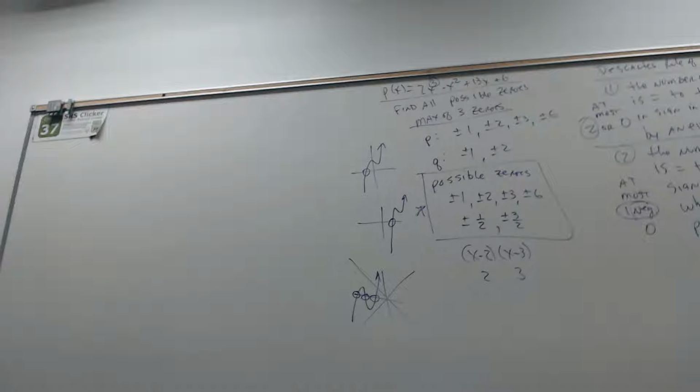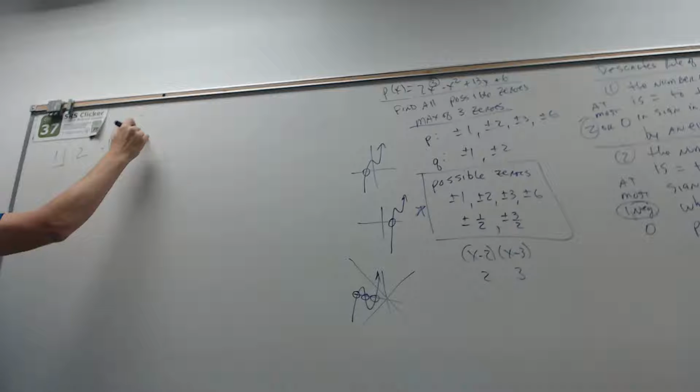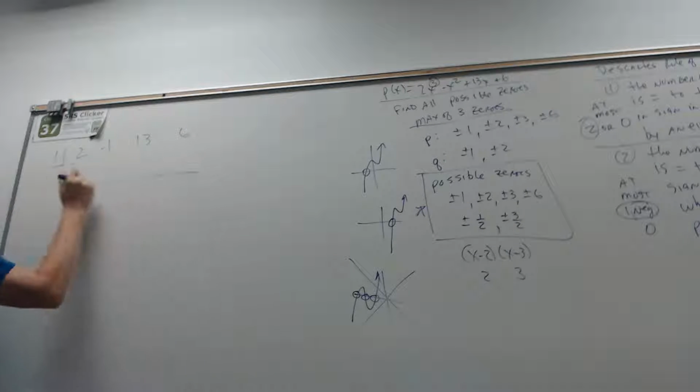Do you know? Out of all my possible zeros, which one do you want to pick first? I usually try to pick the easy ones first. 1, that's a good number to pick first. We're going to try to find out if positive 1 is a factor of this polynomial function. So tell me what to write to do synthetic division here. 2, negative 1, 13, and 6.